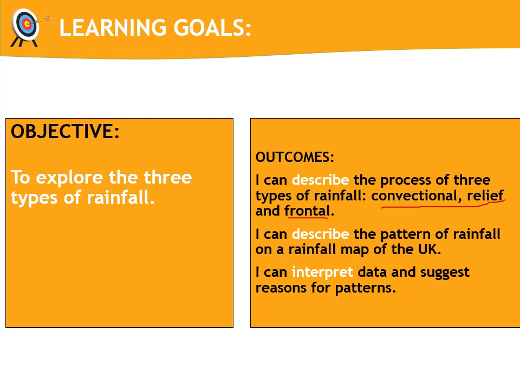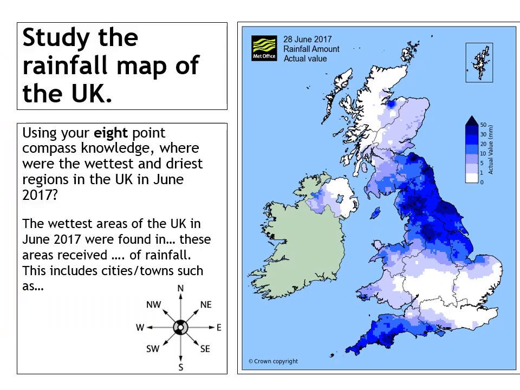Now, if you're in any of my geography classes, we've looked at a few rainfall maps before, but they are pretty easy to work out anyway, so it should be fine, and interpret data and suggest reasons for patterns. Okay, so we're going to have a look at those types of rainfall, see if we can figure out why certain places of the UK get more rainfall than others. So that's today's lesson.